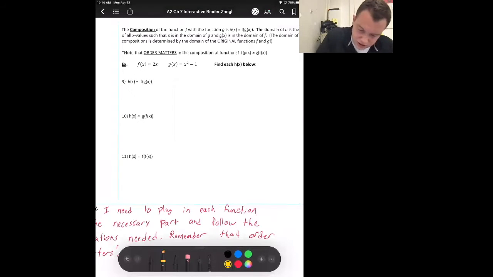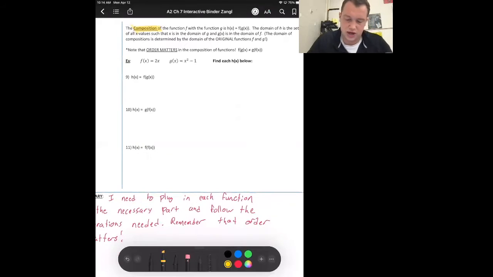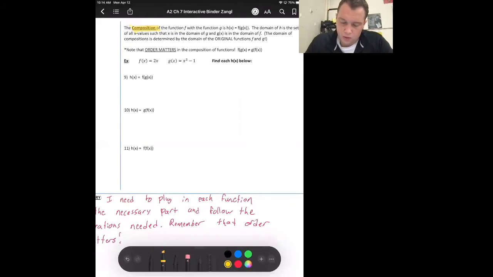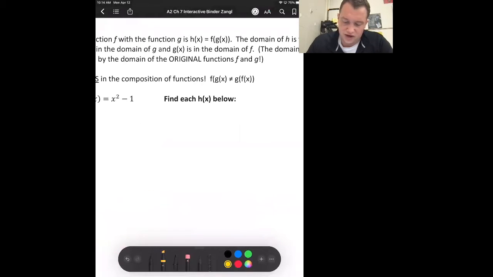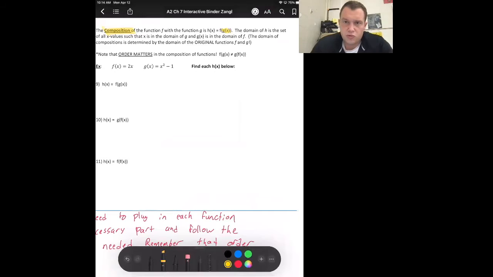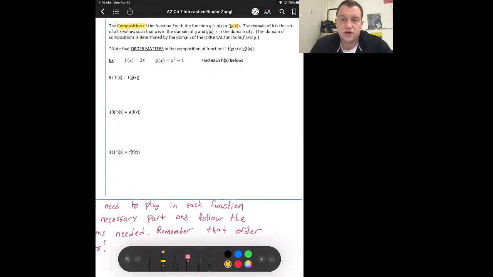So a composition here of a function f with the function g could be h of x equals f of g of x. So it kind of gets plugged inside of that. It says the domain of h is the set of all x values such that x is in the domain of g and g of x is in the domain of f. So the domain of the composition is determined by the domain of the original functions.